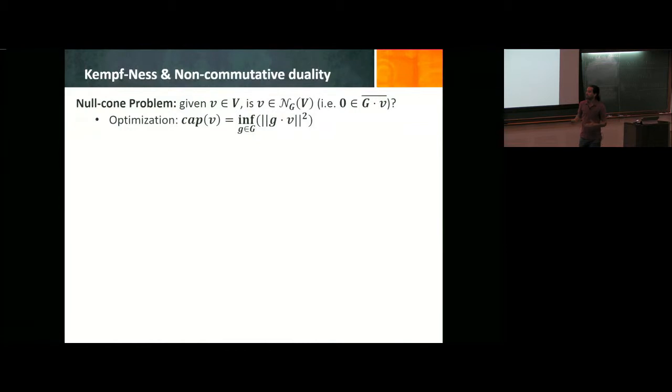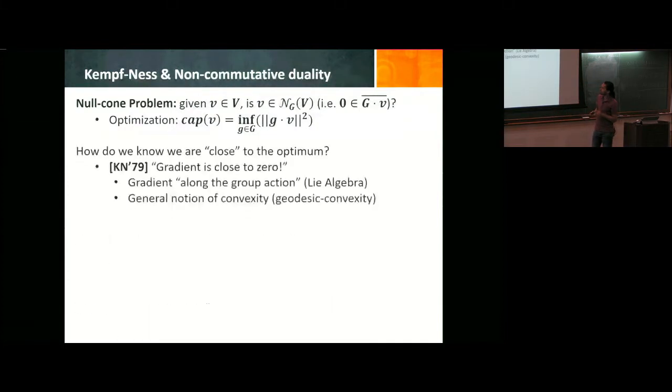Okay, so as Ankit mentioned, there's this work by Kempf-Ness, and as he mentioned, there's this non-commutative duality which generalizes linear programming duality, for non-commutative actions. So we have this problem, which I will call capacity. The capacity of V is the minimum norm of an element in its orbit closure. Now, if I give you an element of the orbit of V, how do we know that we're close to the element of minimum norm?